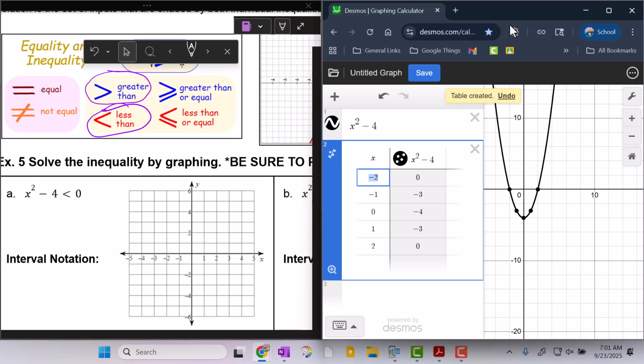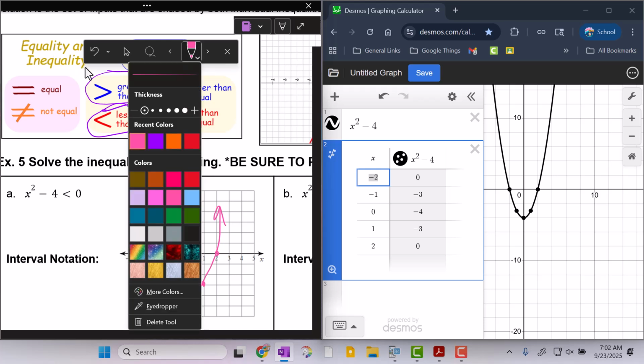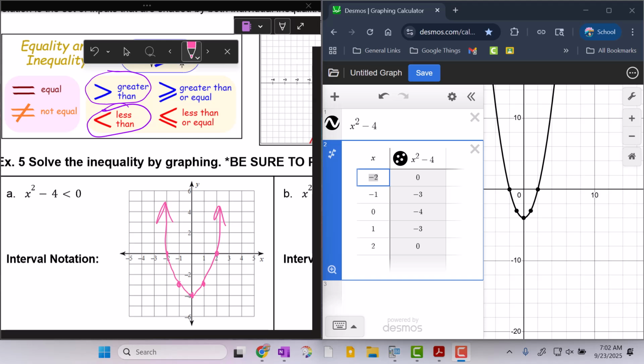So we have 0, negative 4, negative 1, negative 3, 1, 3, and negative 2, 0, and 2, 0. We graph it up just like we were doing before. Now this says that we want less than 0, which would be negative. So we want the part where it's negative. Well, that's all this. It's all negative there.